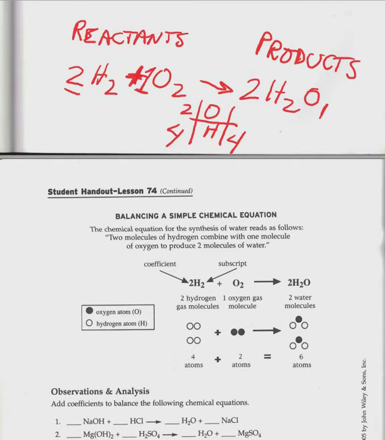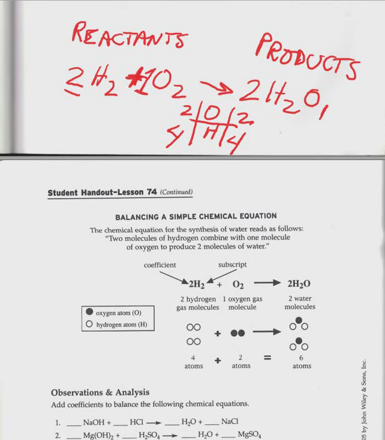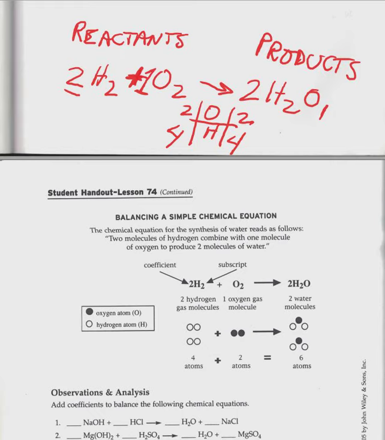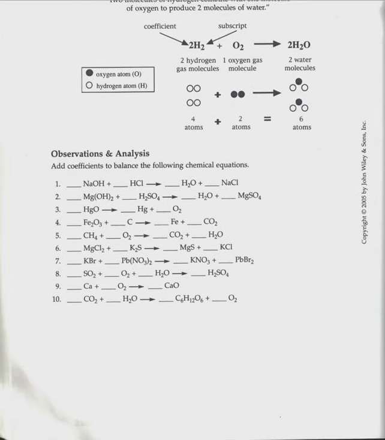2 times 1 is 2. So we have 2 oxygens on both sides. We have 4 hydrogens on both sides. So we're going to work on 2. We're going to work on 3, and then we're going to work on 7.